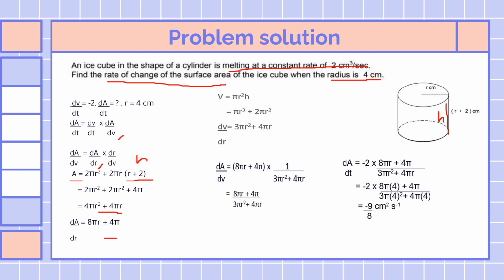So now we can find dA over dt. dA over dt is equal to -2 multiplied with 8 pi r plus 4 pi per 3 pi r power of 2 plus 4 pi r. So the final answer is -98 centimeter square per second. So we got the answer.